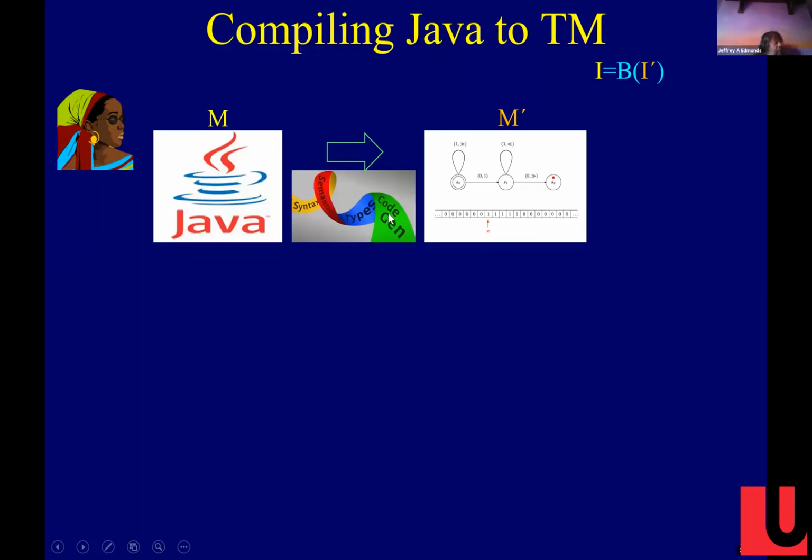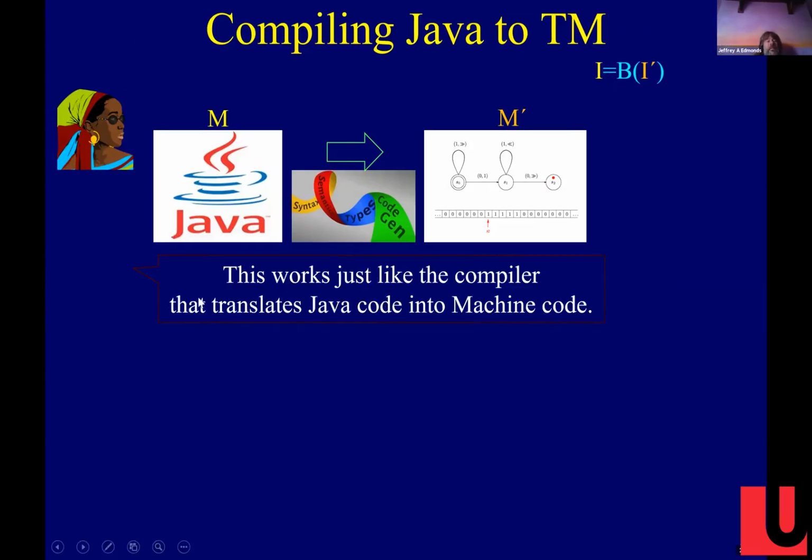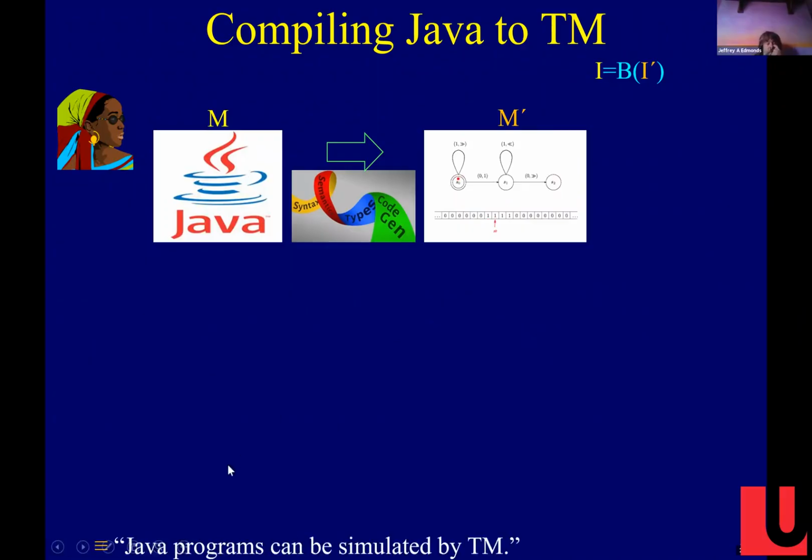Now, are we going to do that compiling? No, that's for 2001. But you do have to understand that you can imagine there exists a compiler where you give it Java code and it gives you a description of a Turing machine. You can imagine that such a thing exists. So what will our statement say? Our statement says that here we have a compiler that translates Java code into machine code. So what we're saying is Java programs can be simulated by Turing machines.